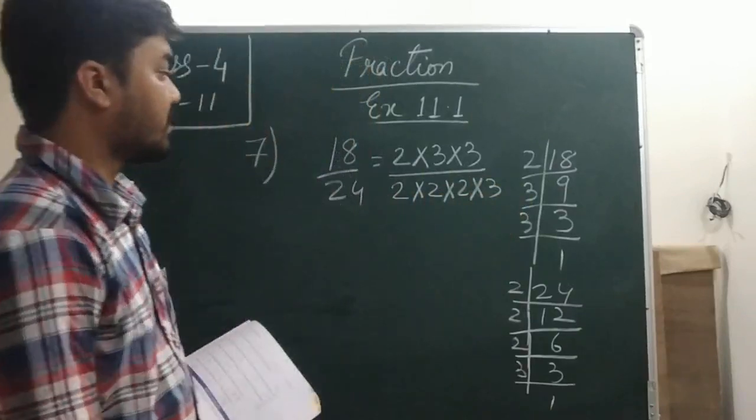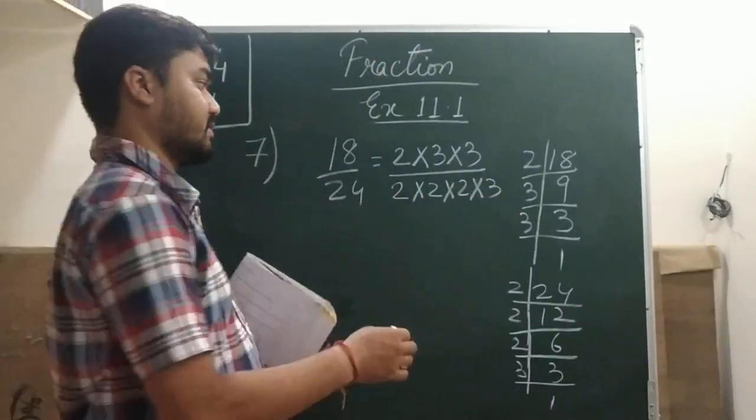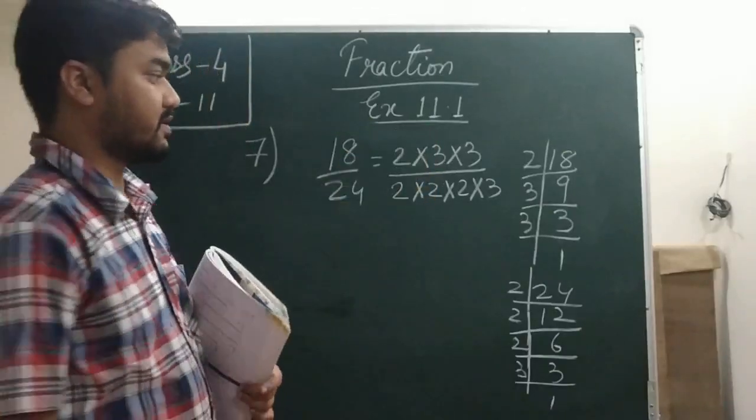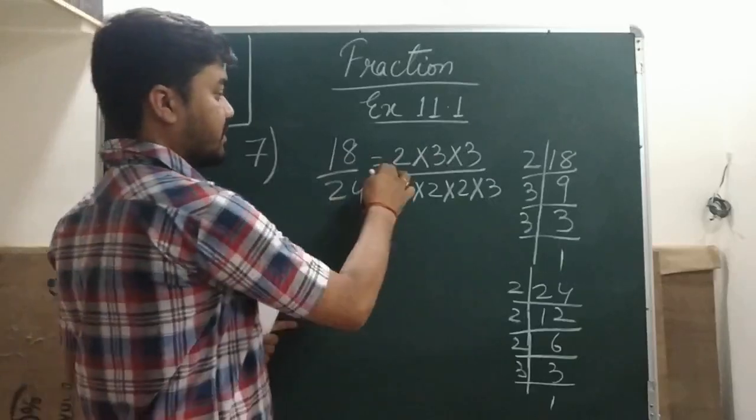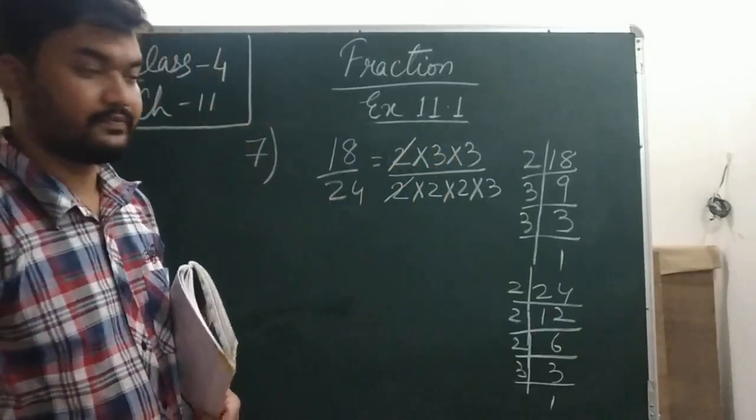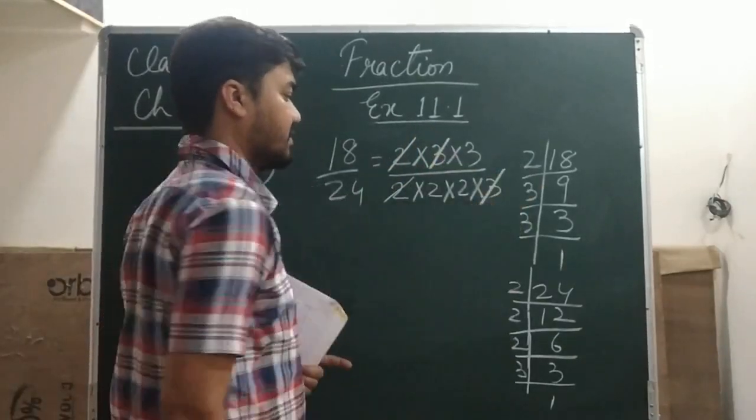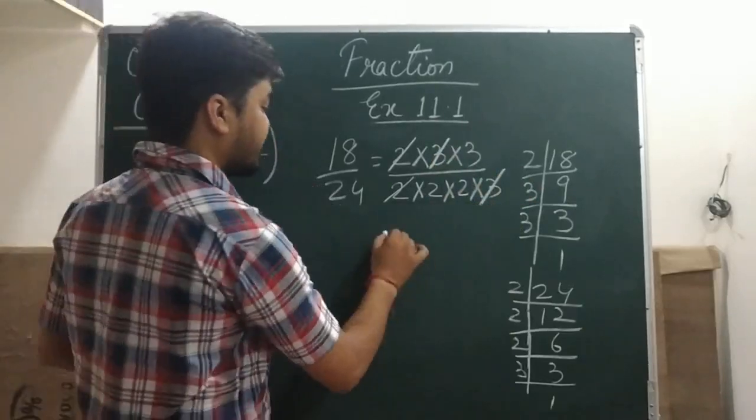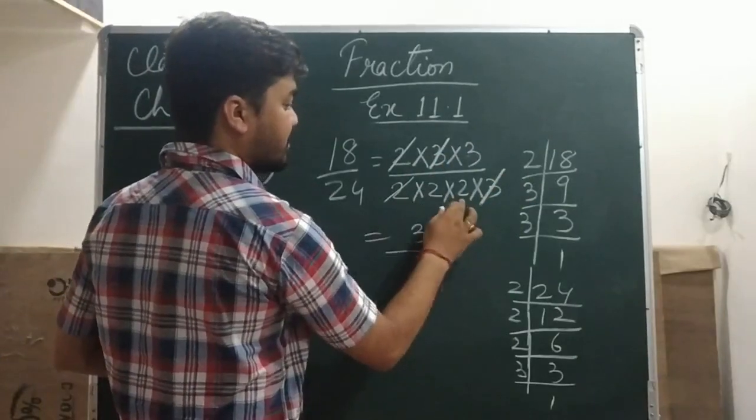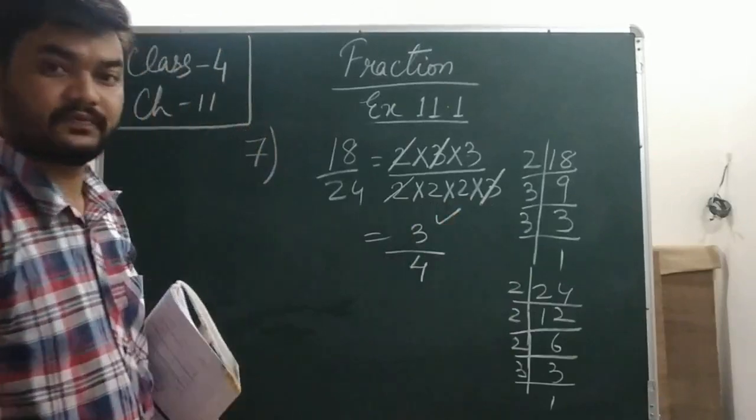Okay, it is coming like this. Now we have to cut the same part which is in the numerator and in the denominator. Here 2 is there, so we are cutting one 2 and one 2. Where you can find similar, you just cut it down. So what is left here? 3, and in the denominator 2 into 2, that is 4. So this will be your answer.